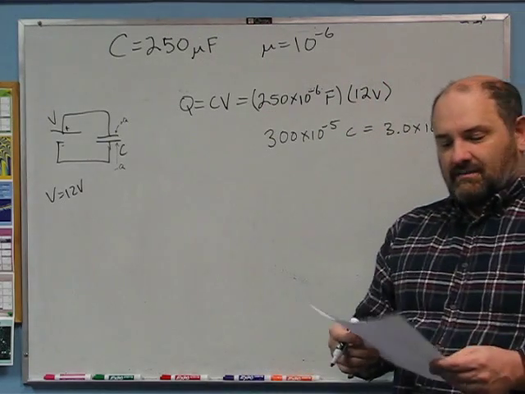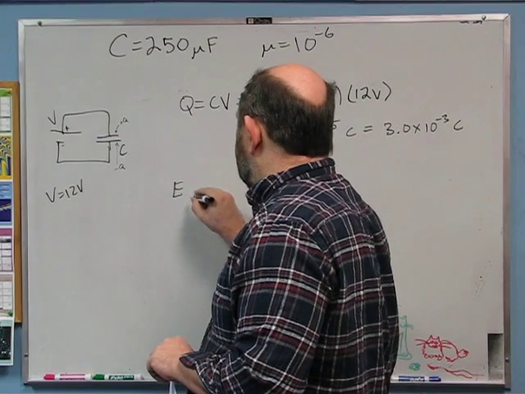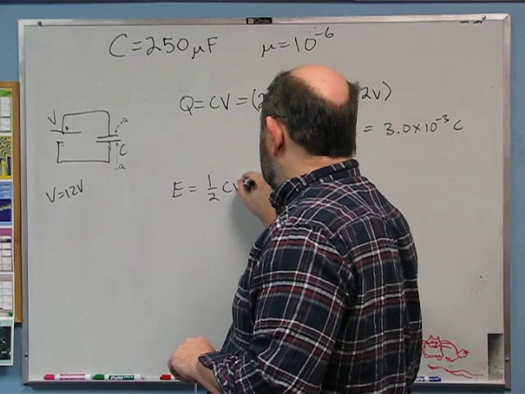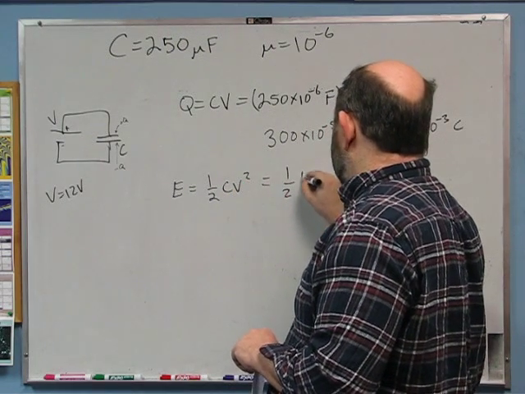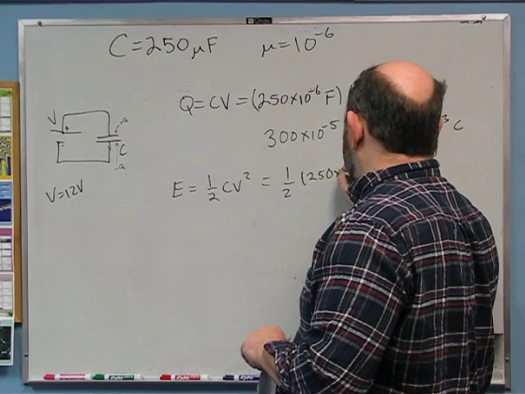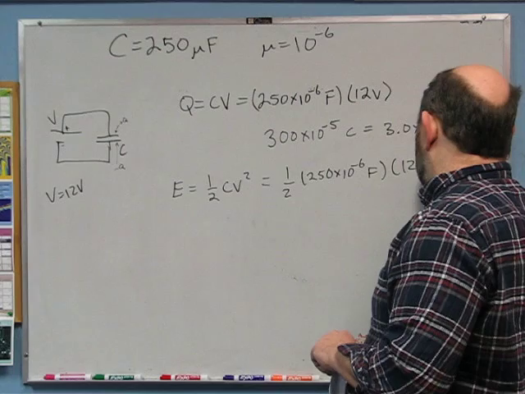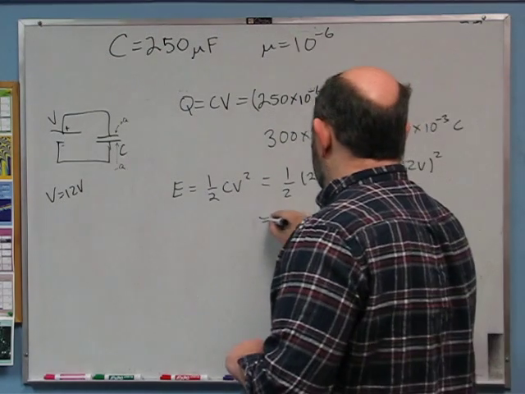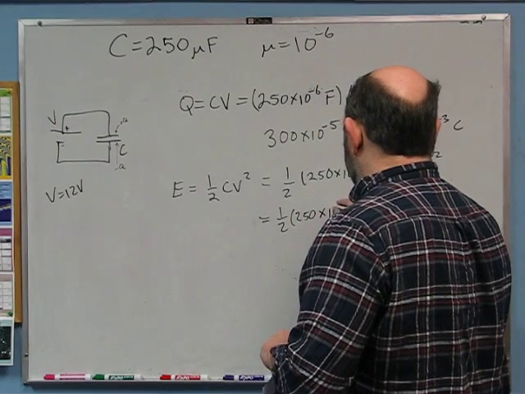All right, second question, how much energy is stored in the capacitor? Well, you know that the total energy, electrical energy stored in a capacitor is 1/2 CV squared. So in this case, that's 1/2 times 250 times 10 to the minus 6 farads times 12 volts squared. Now I'm going to be a little bit more anal about units here. So we have 1/2 times 250 times 10 to the minus 6.